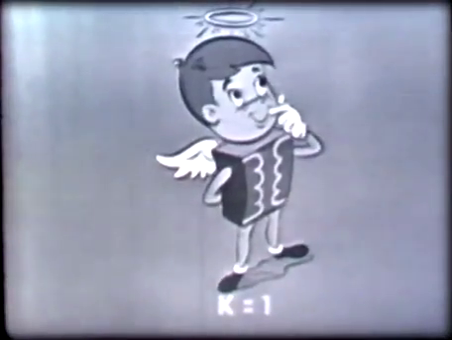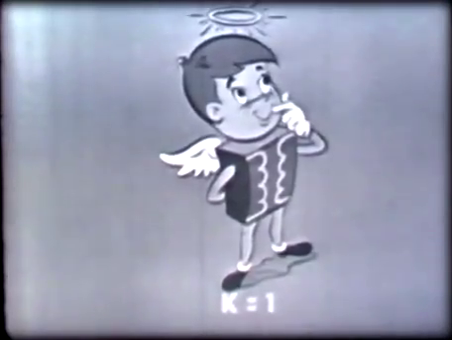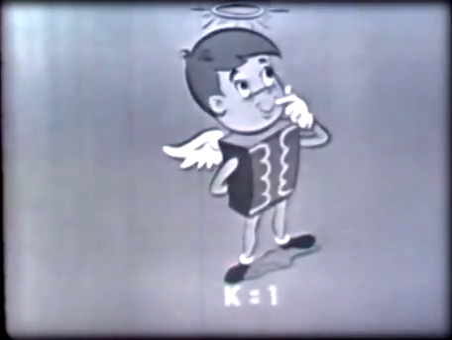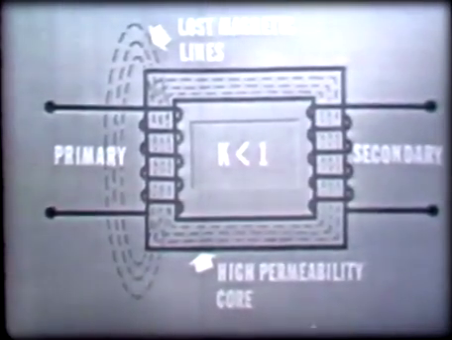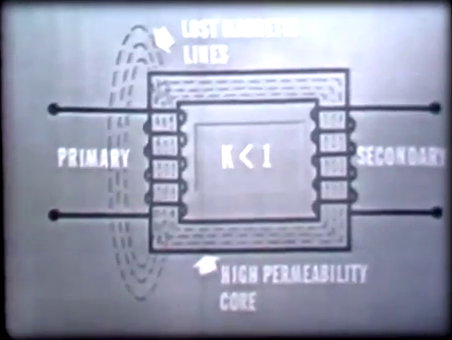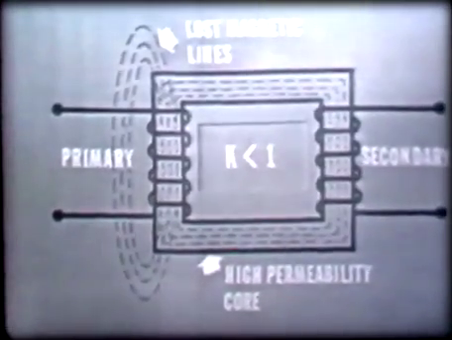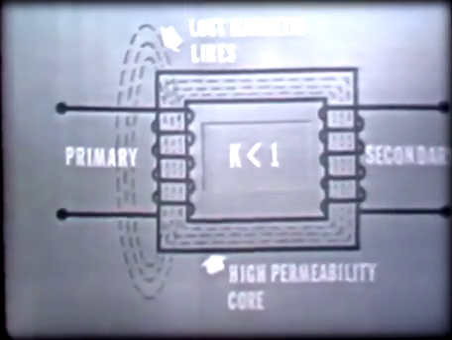Now, if all of the magnetic lines produced by the primary coil of a transformer were to cut the secondary coil, the coefficient of coupling then would be 1. Coefficient of coupling for an ideal transformer is also 1. However, even with high permeability iron cores, a few of the magnetic lines fail to cut the secondary and are, in effect, lost. Now, this prevents the coefficient of coupling from ever being exactly unity, or 1, in an ideal, or I should say in a practical transformer. It should be pointed out, however, that a coefficient of coupling of 0.98 is possible between the coils of a well-designed transformer.